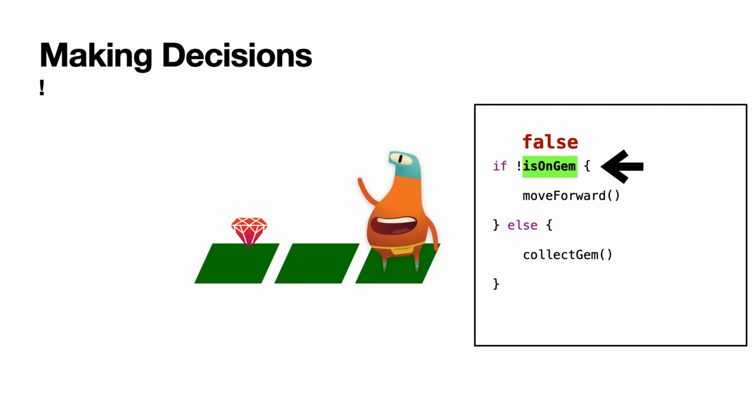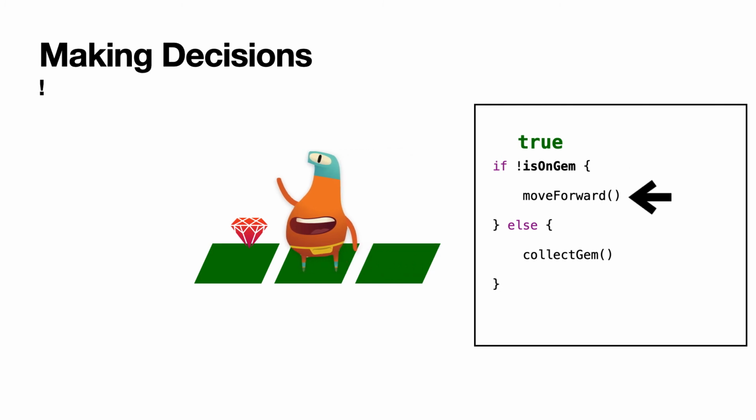But if we add the exclamation mark in front of the condition that we're checking, it would flip that false to a true. Now, that doesn't mean that we're on a gem. It just means that we want to cover the case where we're not on a gem. So we're going to execute that true clause of our if condition. So we'll move forward. Now we'll make the same check. It does the same flip because we're not on a gem. So it'll be true with the not operator. So we'll move forward again.